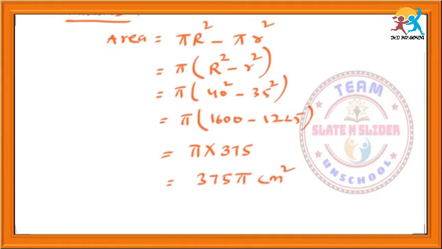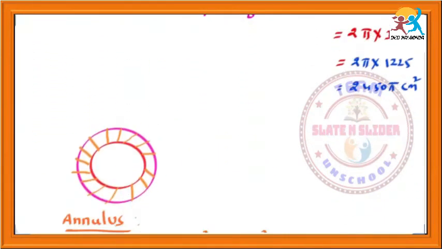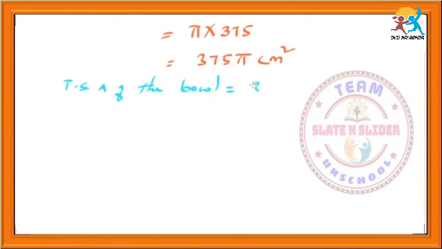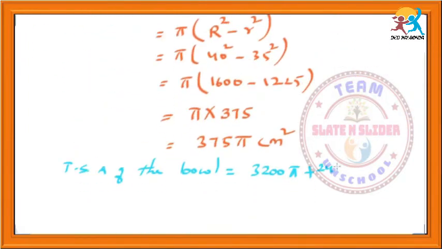And now I would like to write the total surface area of the bowl. So we have to add all these three. So 3200 pi plus 2450 pi plus 375 pi. By adding these three together, we get the area in square centimeters. You have to find out like this.